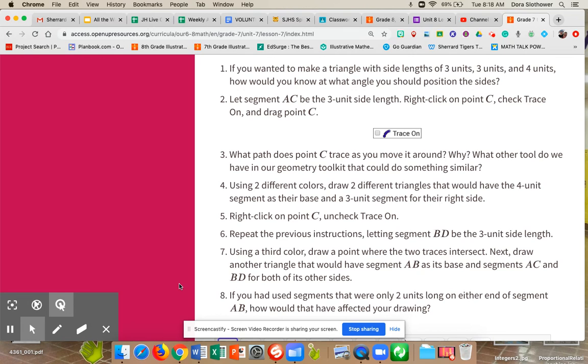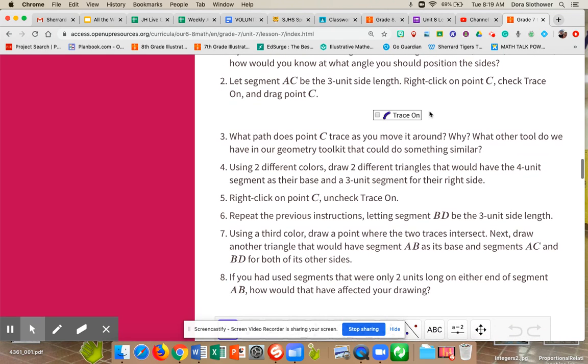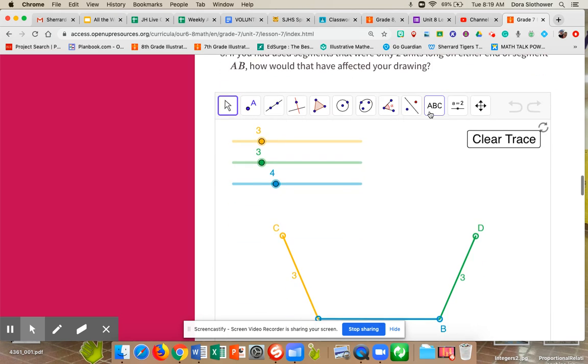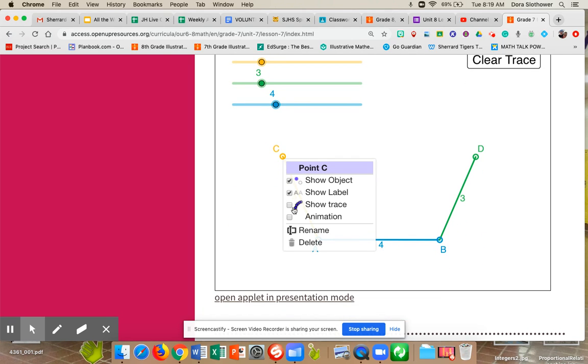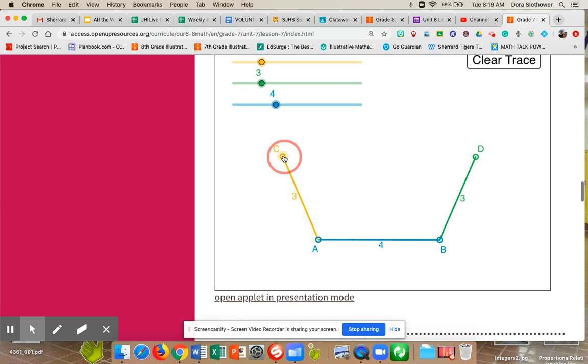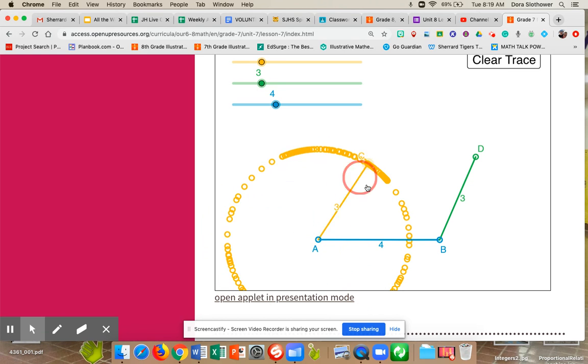All right, so first it says let AC be the 3-unit side length. Right-click on point C, trace on, and drag point C. So right-click on point C, trace on, and drag it all the way around. Keep going. Because we want that to be our side of 3.